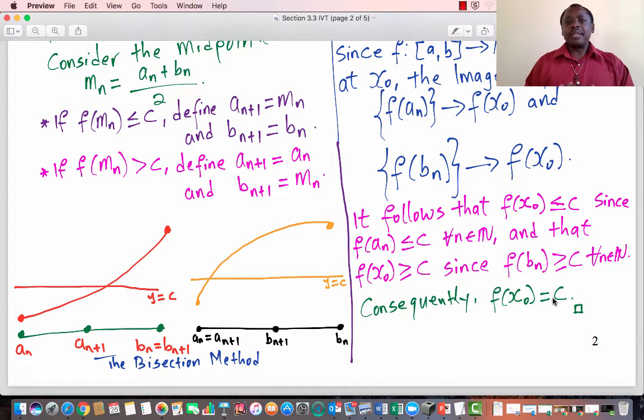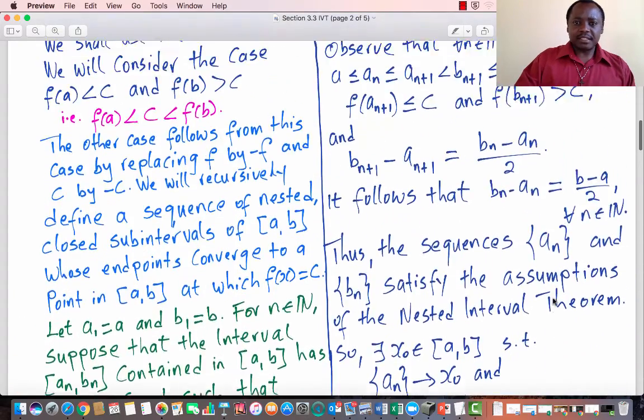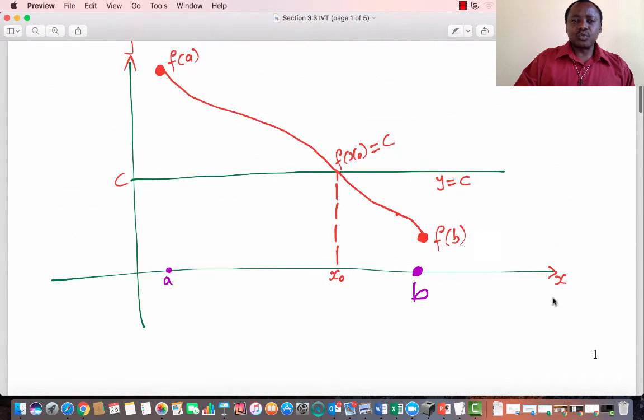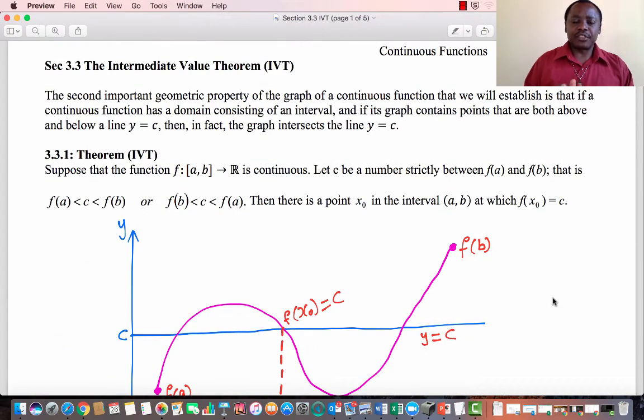Now, the proof is probably a little challenging and not exactly like some of the proofs we've seen before, but just go through it a couple of times and you should be able to follow it. But what I want to say to us here is that I expect you to remember the wordings of the theorem. If I define a continuous function on a closed bounded interval AB, and there is a point C that is strictly between f of A and f of B, then there exists a real number x0 in the open interval AB such that f of x0 equals C.